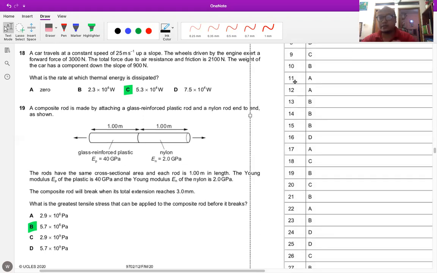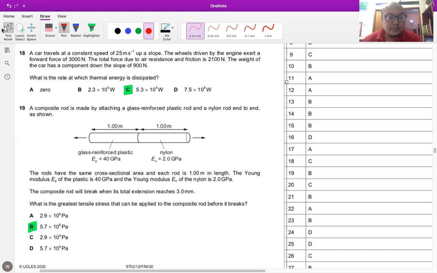A car travels at a constant speed of 25 meter per second up a slope. The wheels driven by the engine exert a forward force of 3000 Newton. The total force due to air resistance and friction is 2100 Newton. The weight of the car has a component down the slope of 900 Newton. What is the rate at which thermal energy is dissipated?